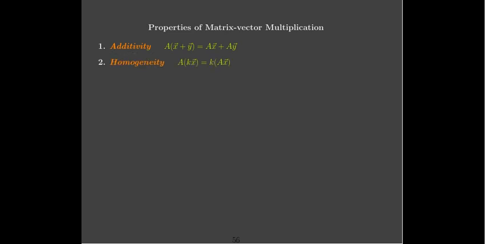And then this one is a new word for you, I'm sure, homogeneity. And homogeneity is a big word, but it has a simple idea. It just says that you can factor a scalar out of the multiplication. In other words, if you take a vector, multiply it by a scalar, then multiply it by a matrix, you'll get the same answer if you first perform the matrix vector multiplication and then multiply that times a scalar.